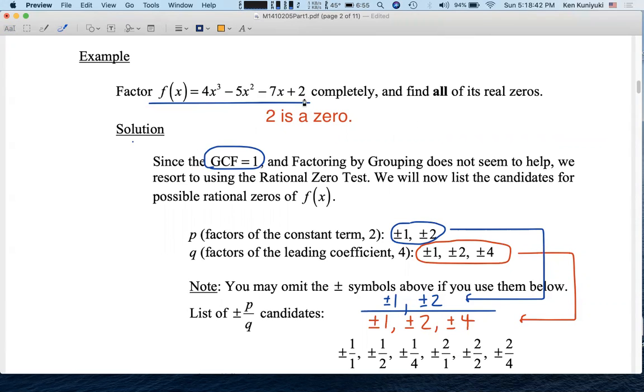Now, you see this polynomial, and it has 4 terms. So you might consider something like factoring by grouping if you're lucky, but it does not appear that factoring by grouping will help us much. So we're going to resort to using the rational zero test, or the rational roots theorem, which is the theorem our little bird used back in section 2.3.